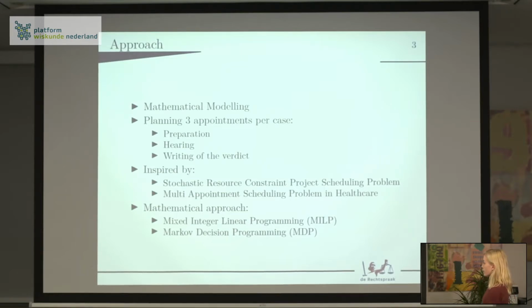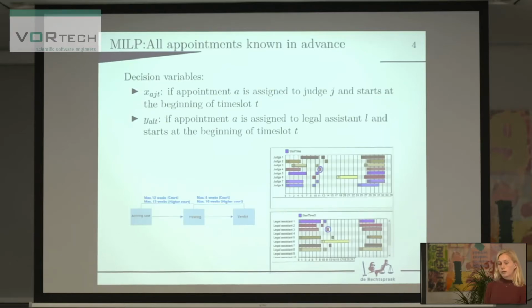And I used the mathematical approach, starting with the mixed integer linear program, and I expanded to a Markov decision process. So I started with the mixed integer linear program. In the mixed integer linear program, all appointments are known in advance, and you have to schedule those appointments. You have to make a decision when to schedule the appointments, to which judge, and to which starting time slot. And it has to fulfill the certain norms.